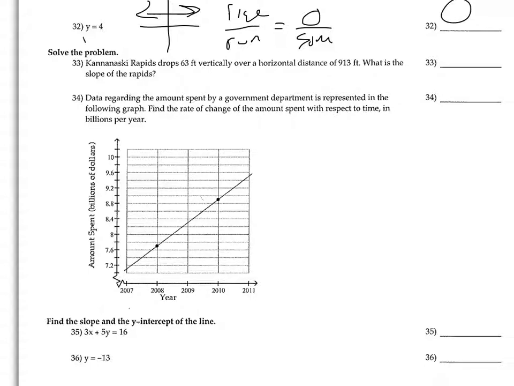It's just weird. So Canoskie Rapids drops 63 feet vertically over a horizontal distance of 913. What is the slope of the rapids? Well, it drops 63, so that would be our rise, negative 63, over our run, which is 913. So negative 63 over 913, or you could divide that out if you wanted to. That's going to be the slope there.